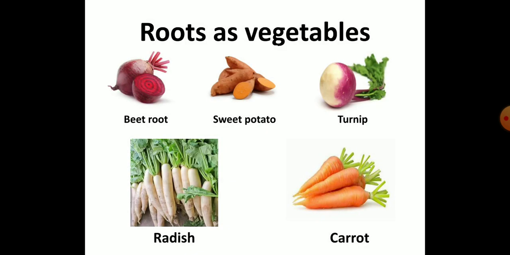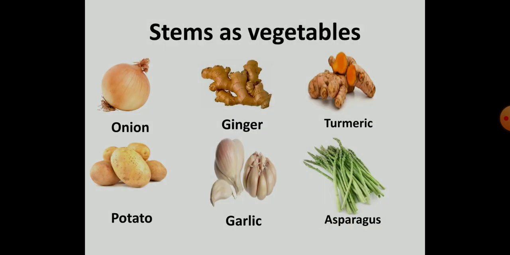Let us recall all these examples. So, roots as vegetables: beetroot, sweet potato, turnip, radish, carrot are the swollen roots of the plant and have food stored in them. Stem as vegetable: onion, ginger, turmeric, potato, garlic, asparagus all are swollen stems of the plant. Potato contains a lot of starch in it.